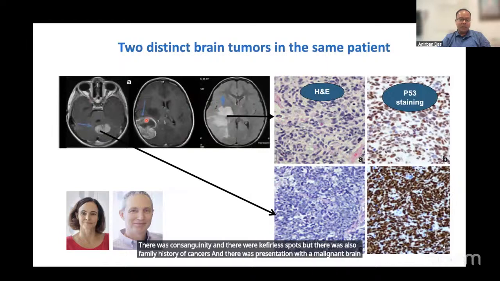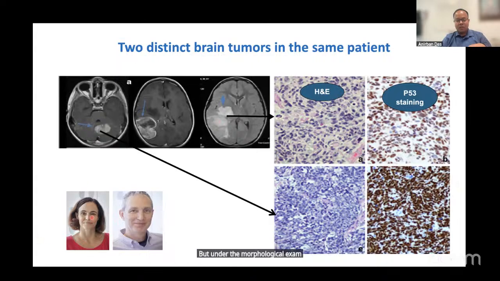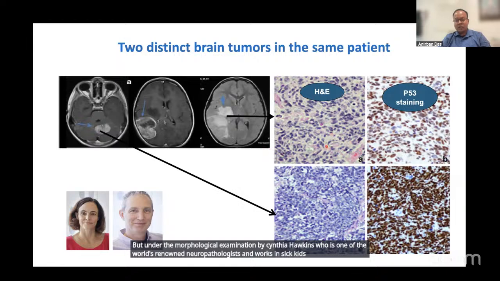And on the MRI, there was not only a single tumor, but actually two tumors in two different locations, which are sometimes, as you know, called metastatic. But under the morphological examination by Cynthia Hawkins, who is one of the world's renowned neuropathologists and works in SickKids, they looked very different. So one was a medulloblastoma and one was a glioblastoma in a so-called patient with NF1.